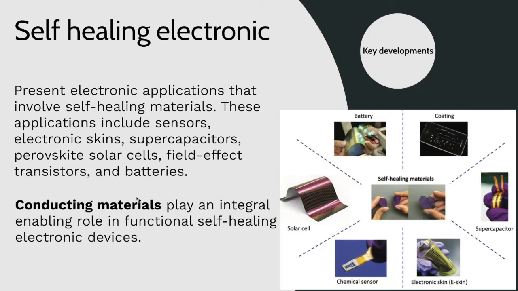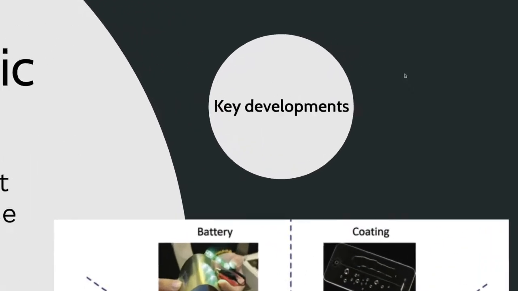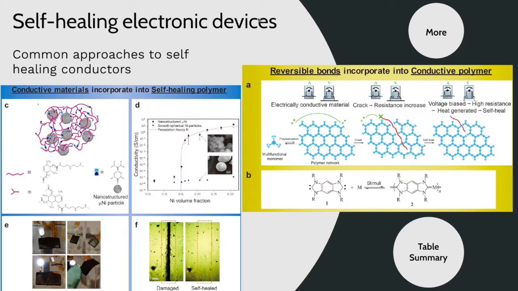Field effect transistor, battery. The first one is conducting materials, because they are mostly used in all electrical devices. They need to conduct electricity, right? If not, the device will not run. So this battery, coating, supercapacitor, electronic skin, chemical sensor, solar cell, this small solar cell.